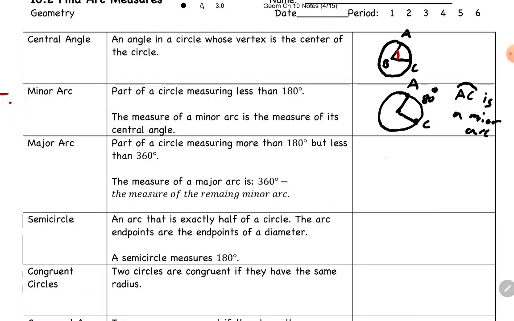A major arc is something bigger than 180 degrees. So it's an arc that's bigger than 180 degrees but less than 360. So let's draw a circle.